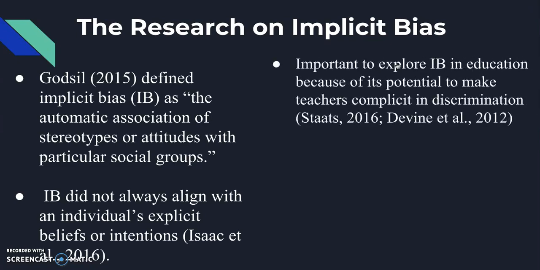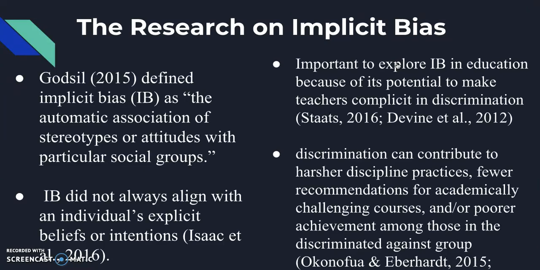It's important to study implicit bias in the context of education because of its potential to make teachers complicit in discrimination. Discrimination has been tied to harsher discipline practices, fewer recommendations for academically challenging courses, and poor achievement among those in the discriminated against groups. Data support disparities in females in STEM courses, discipline for males and minorities, and placement in academically challenging courses for minorities. These disparities could be caused by discrimination, and the discrimination could be caused by implicit bias. For that reason, it's important to explore implicit bias in an educational setting.